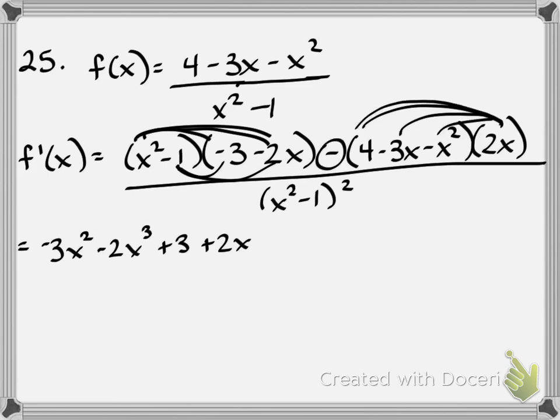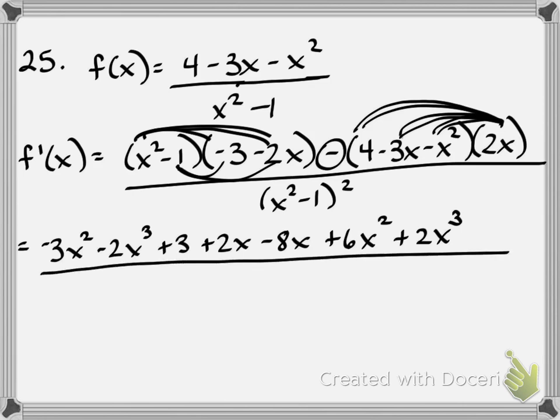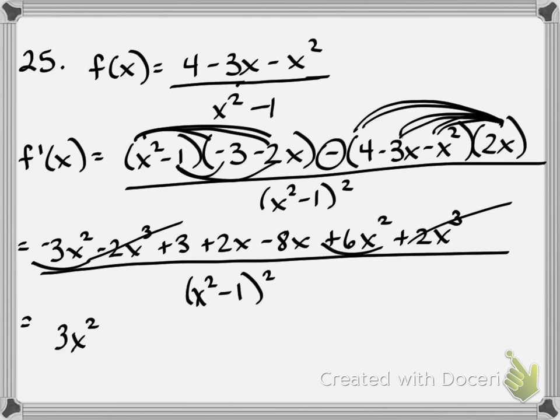So 8x, so minus 8x. Negative 6x squared, so positive 6x squared. And minus 2x to the third, so plus 2x to the third. All over x squared minus 1 squared. So combining like terms, we've got a negative 2x cubed and a positive, that's nice, negative 3x squared plus 6x squared, plus 2x minus 8x plus 3.